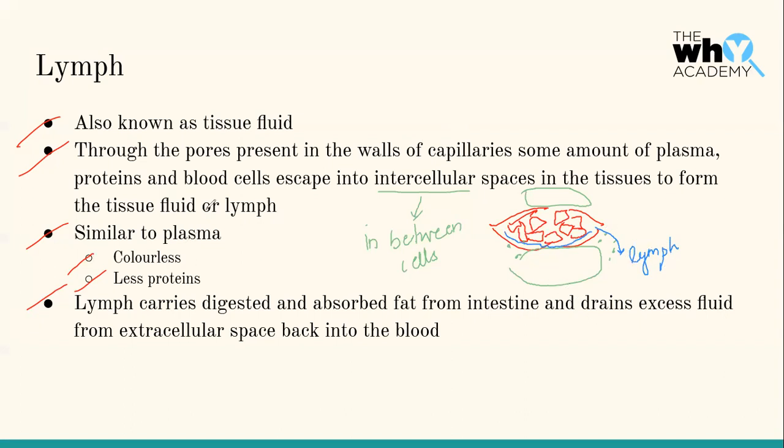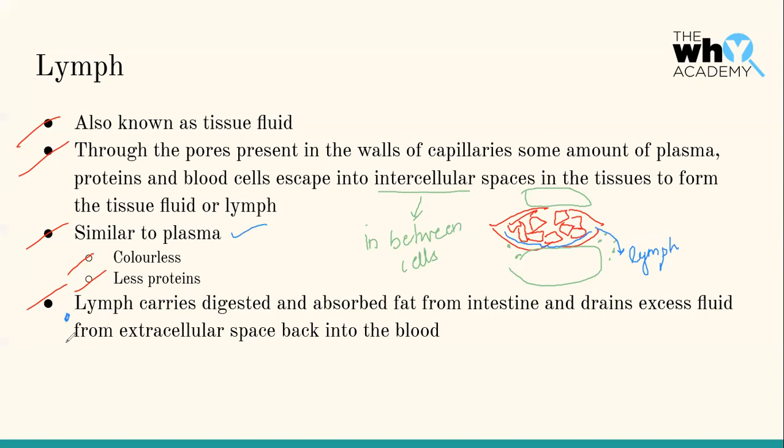Okay. And it is similar to plasma, of course. If it is just plasma, it is going to be similar to plasma only. The only thing is not many red blood cells come out like that. That's why it is going to be colorless. There's not going to be much hemoglobin. So it will be colorless and it has less proteins. Just remember the colorless point; the less protein point is not much relevant right now. Okay. Yes, this is important.